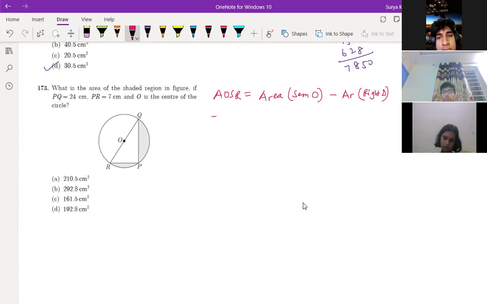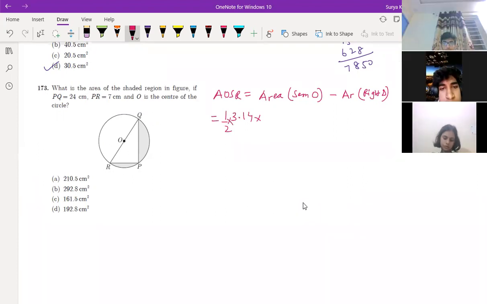So area of semicircle is pi r square, 3.14. 1 by 2, you can write 1 by 2 into pi, and radius. What is the radius over here? 25 by 2, correct?